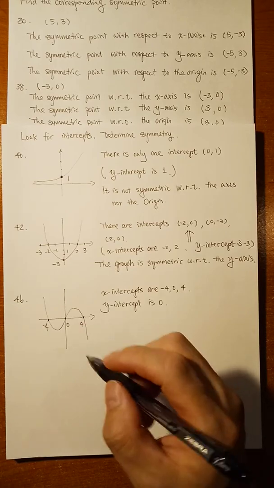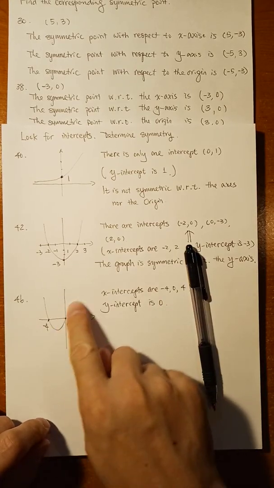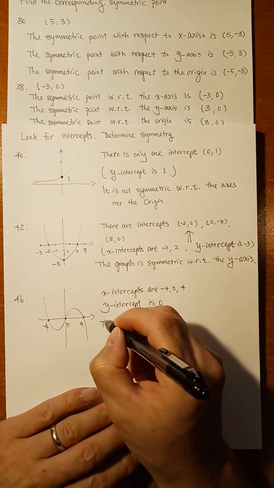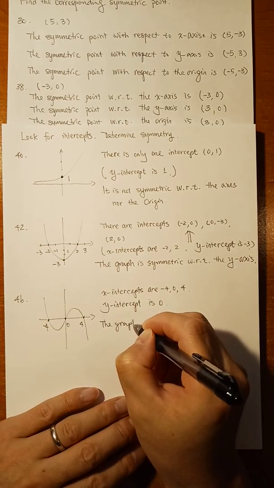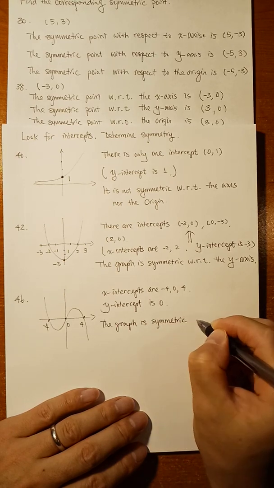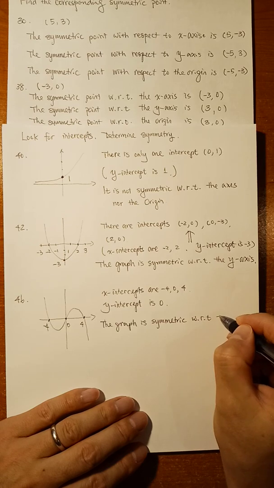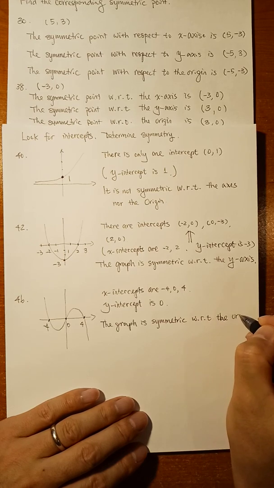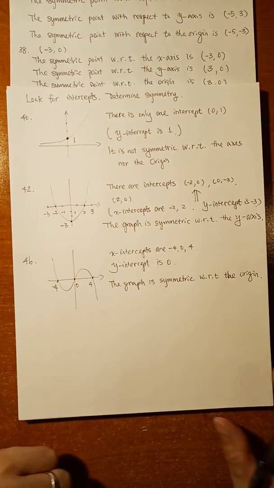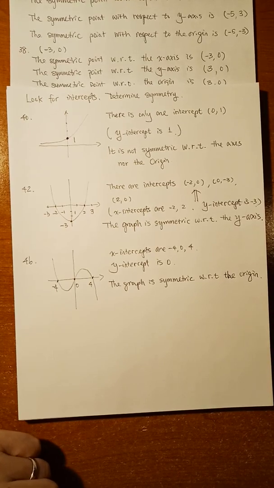Okay, and you can see that if you rotate this right branch 180 degrees, you do have the left branch. So the graph is symmetric with respect to the origin. Okay, it's symmetric with respect to the origin. That's about the symmetry, provided we know the graph.